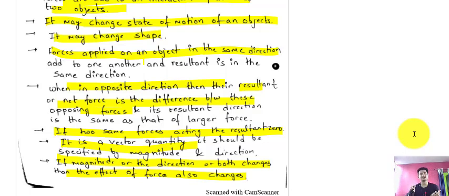Direction: if you change the direction, now you apply the 5 Newton force by reversing the direction, you are applying the force in the opposite direction, so it may be possible that its effect may change. So its effect will change if you change the magnitude and direction. So this is all about force.